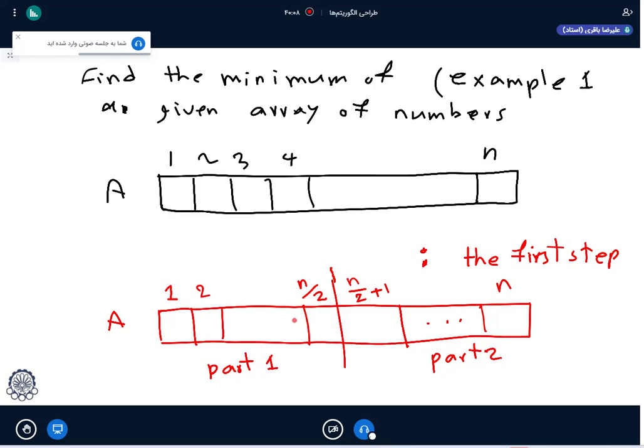func. Okay, the name is set by me. So we call our algorithm, I mean minimum func, for the first part to find its minimum, and then call the function recursively for the second part to find its minimum. Suppose the minimum of the first part is stored in variable m1, and the minimum of the second part is stored in variable m2.